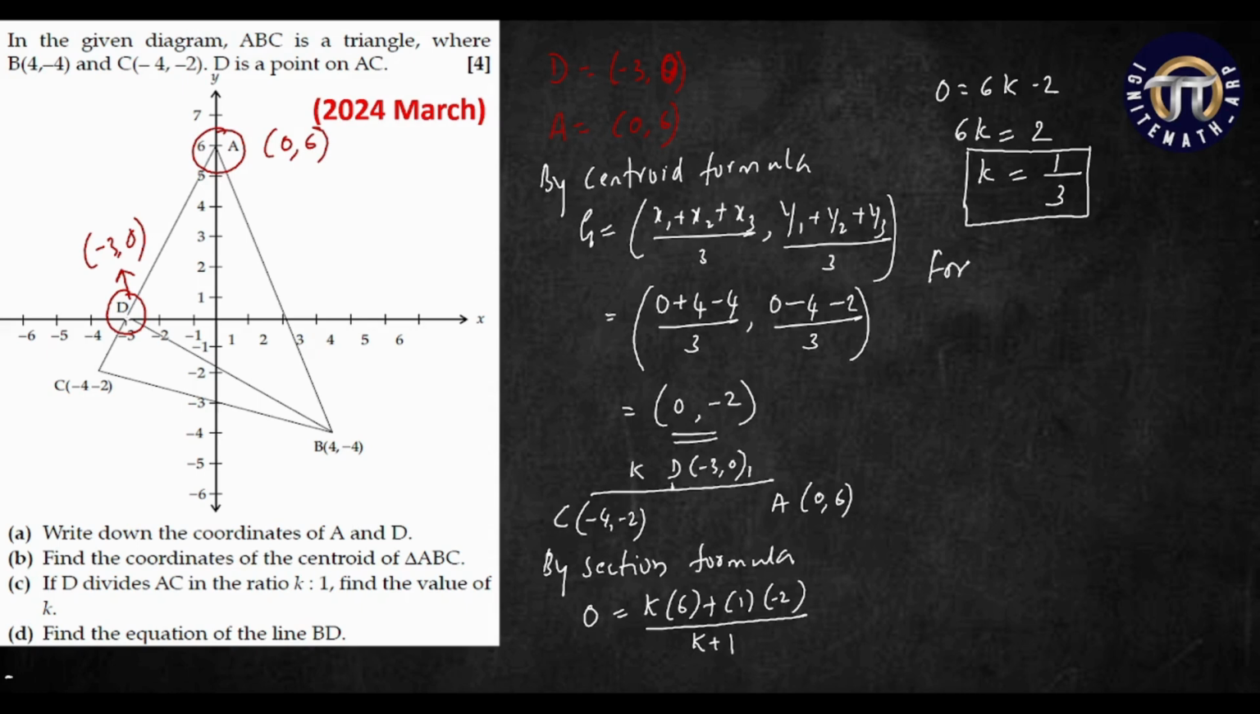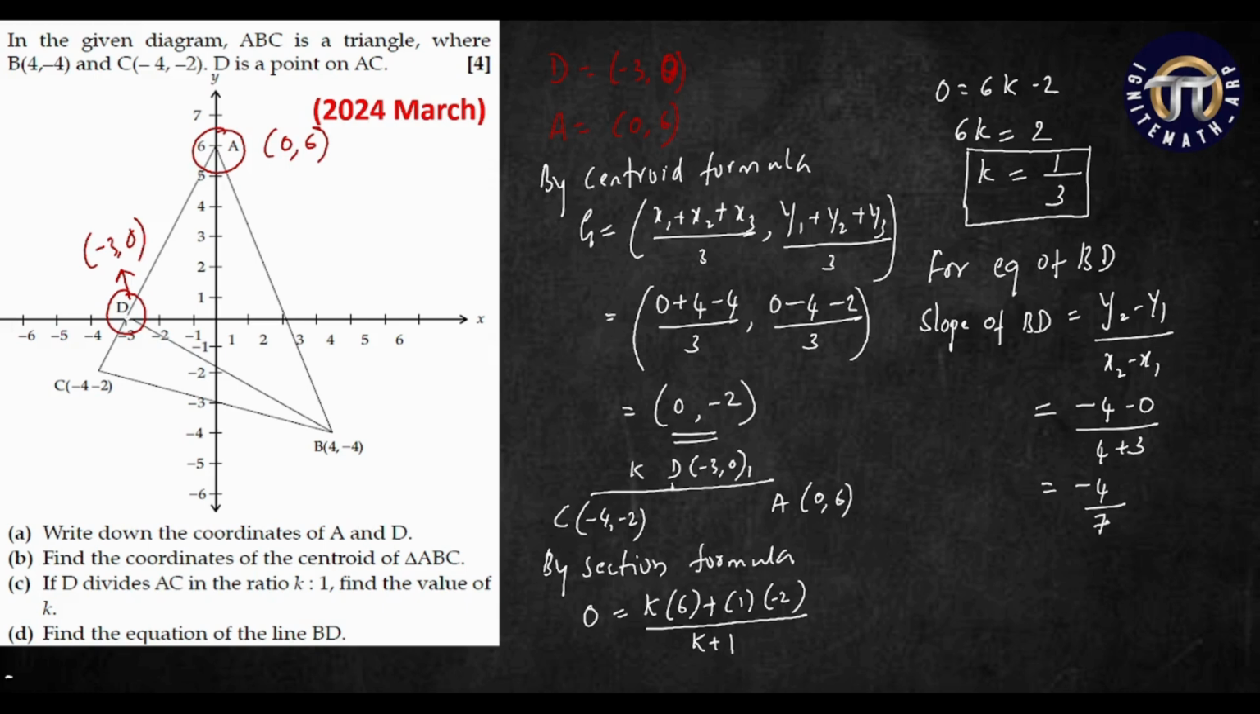For the equation of BD, I need to find the slope of BD. Slope of BD is equal to y2 minus y1 by x2 minus x1. So I can write minus 4. B is over here. D is on the x-axis. So minus 4 minus 0 by 4 plus 3. So I can write minus 4 by 7 is the slope of BD.